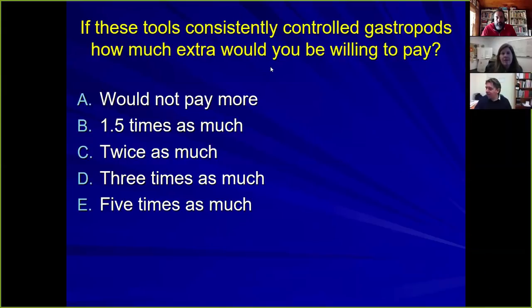Okay, so half of you would be willing to pay twice as much. And when I ask this question to stakeholders in other groups, such as grass seed and even vegetable crops, most people would be willing to pay 1.5 times as much or twice as much. Not so many people are willing to pay more than that. So that's good information to have. Okay, thank you for that information, everybody.